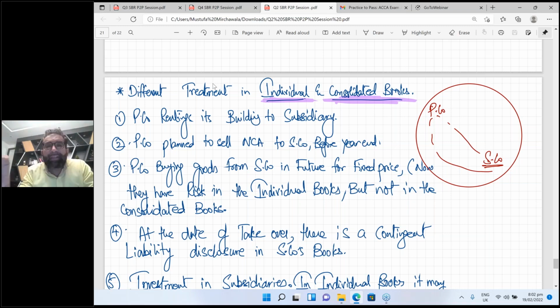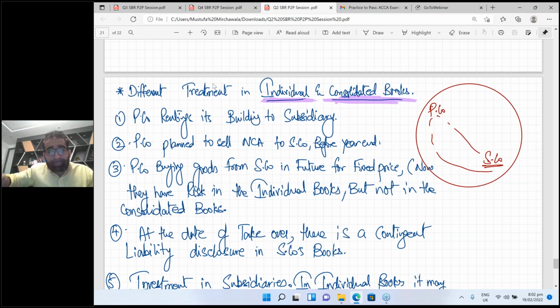Look at this circle. Let us say the parent company has given a building to S company on rent. If you see the parent company individually, that means the parent company is earning rental income from that building. So in the individual books of the parent company we will apply IAS 40, because the parent company is earning rental income, right?